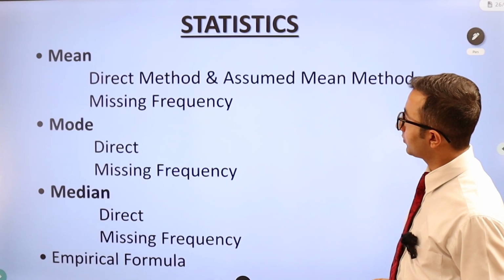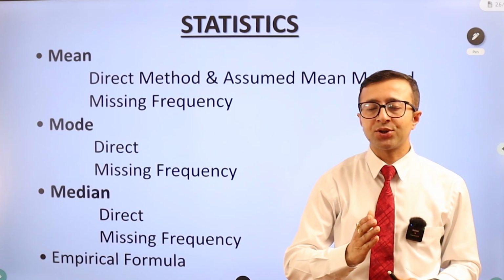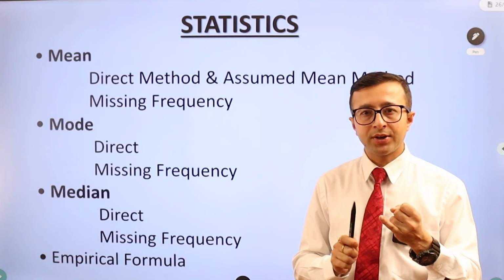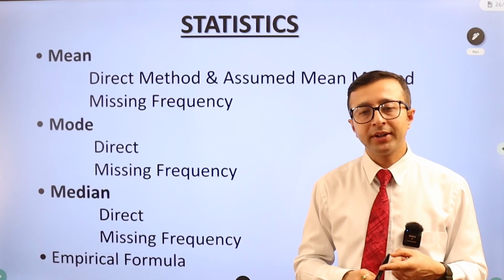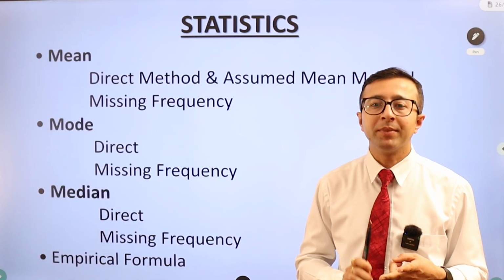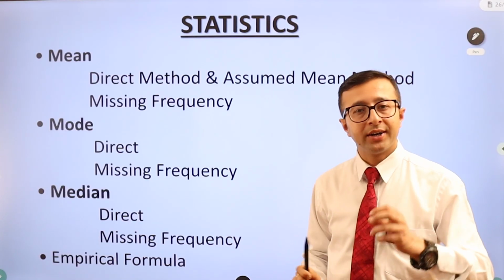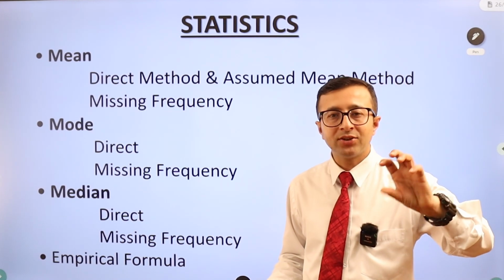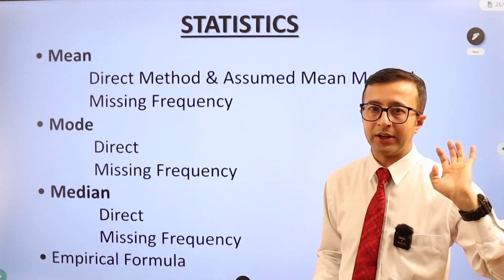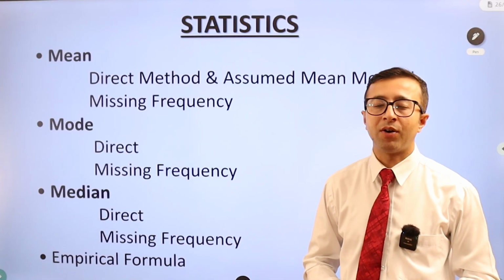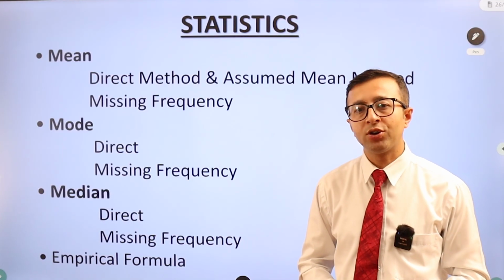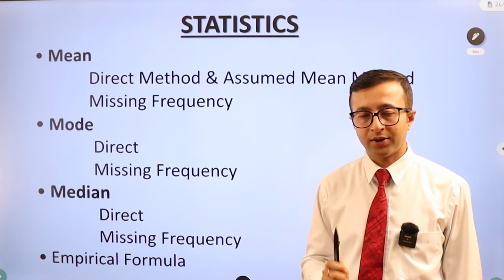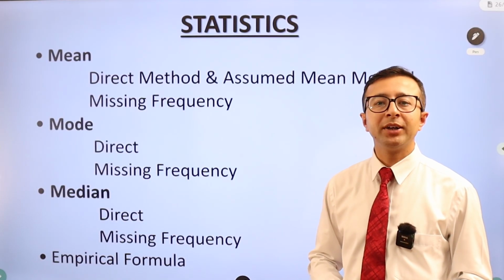Next is statistics. Direct questions will be asked. There are three parts: mean, median, mode. First, from mean: direct method, assumed mean method, and missing frequency. From mode: direct, to find the mode or missing frequency. From median: direct, to find the median and missing frequency. And lastly, the empirical formula, where 3 median is equal to mode plus 2 mean. Different questions related to that may be asked. Be careful for that.